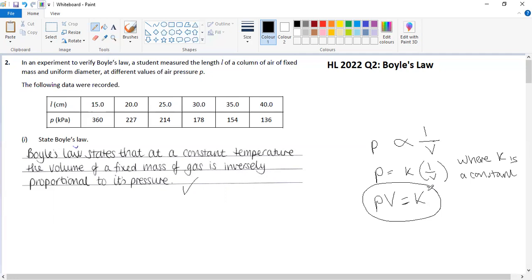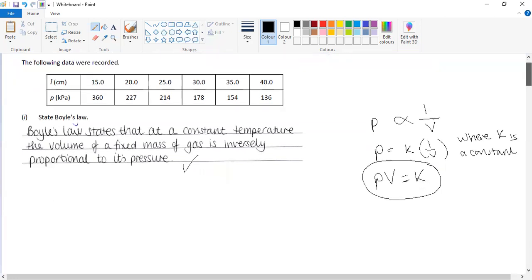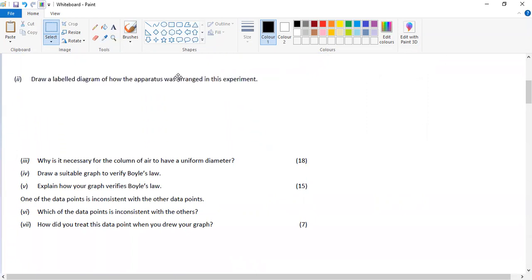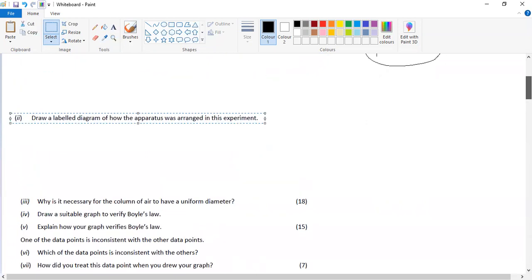We are going to now look at the next part, which is drawing the label diagram. Now, I have a sample answer, as I usually do, and in that sample answer, I have a nice diagram drawn out, and of course, there's plenty of diagrams in your textbook, and if you have your notes and all that, you'll see lots of diagrams.